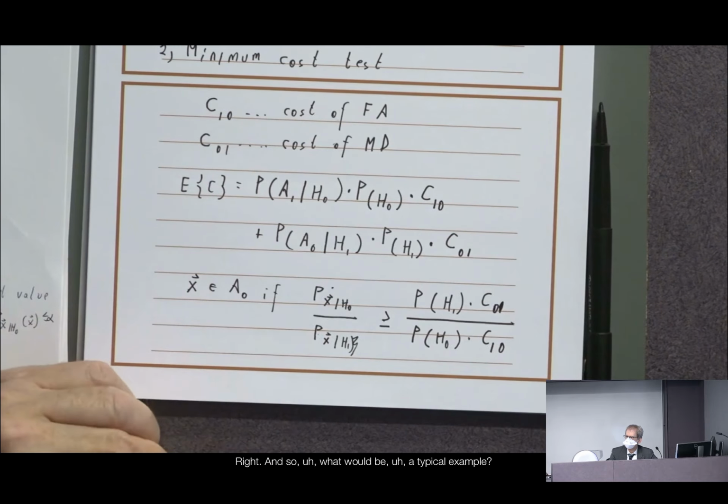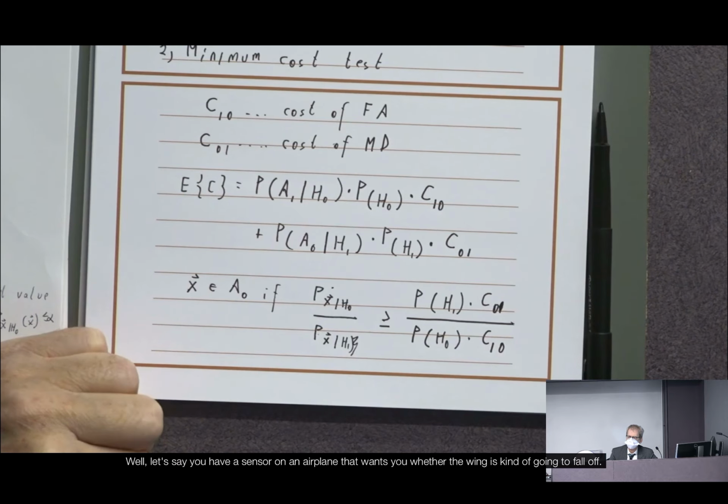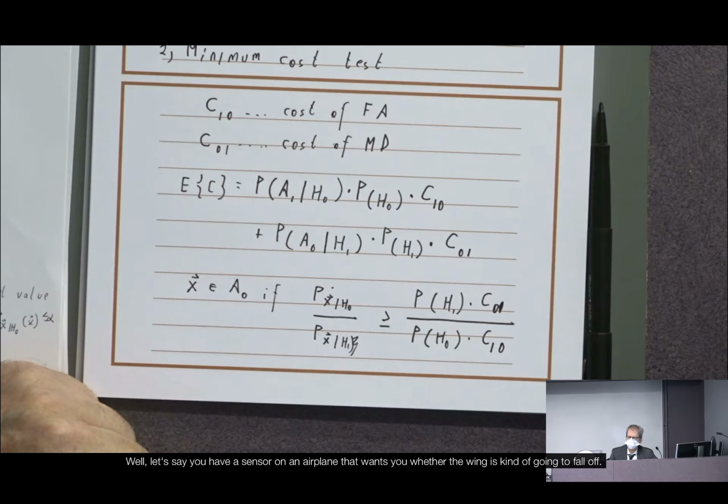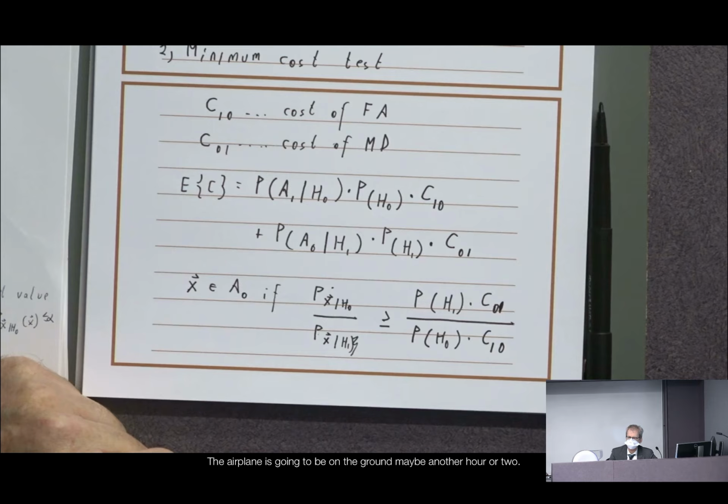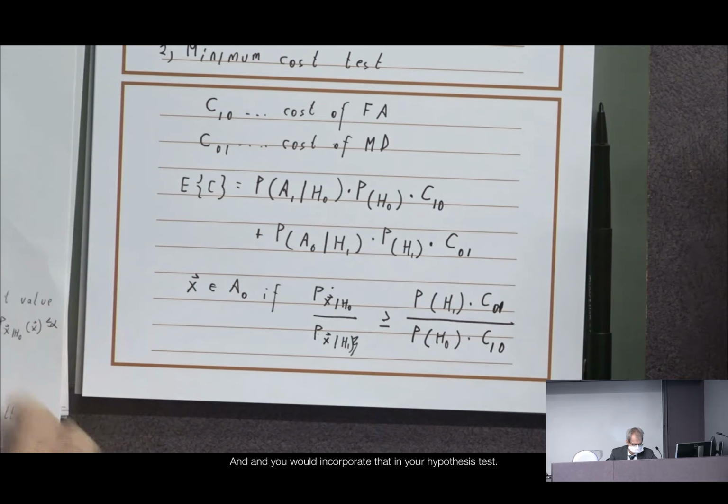Right? And so what would be a typical example? Well, let's say you have a sensor on an airplane that warns you whether the wing is going to fall off. If you have a false alarm, then you have to send out the technician. The airplane is going to be on the ground maybe another hour or two, and that is associated with a cost. If you have a misdetection, and the airplane starts anyway and then falls from the sky, then that cost is somewhat higher. And you would incorporate that in your hypothesis test.